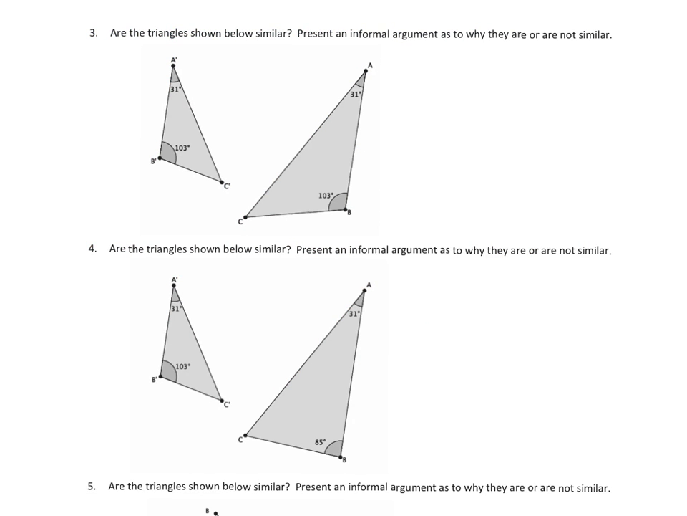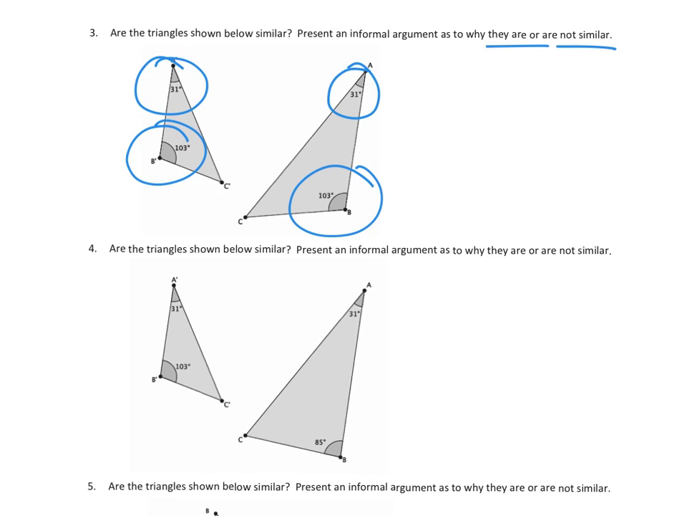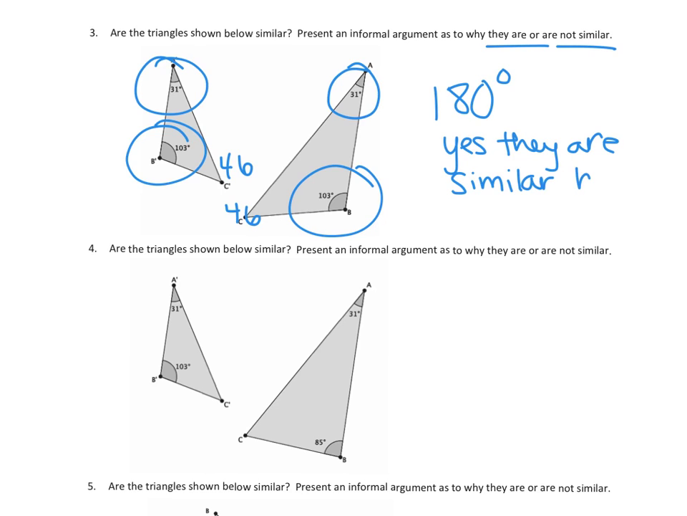Okay, let's look at number 3 from the classwork. It says, are the triangles similar? Present an informal argument as to why they are or are not similar. Well, let's see. We've got 31 and 31 for A, 103 and 103 for our B's, and then the triangle sum theorem tells me that every triangle adds up to 180, so that means that angle C is 46 degrees on both of them. So my informal argument would say, yes, they are similar, because they have the same angle measure.